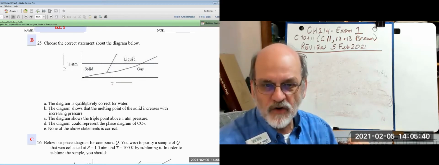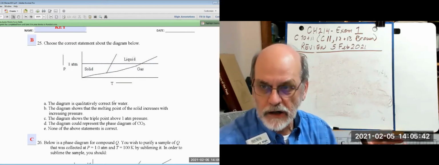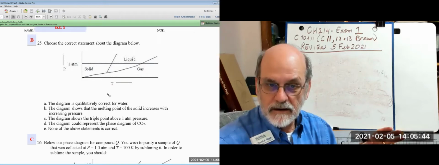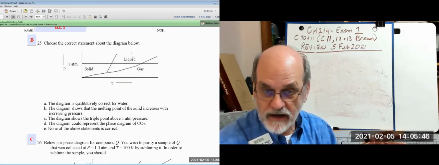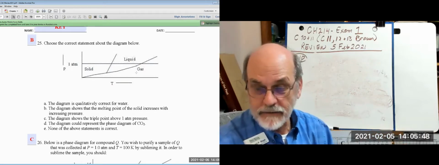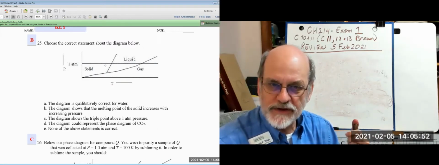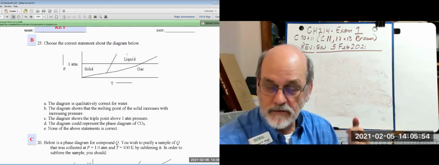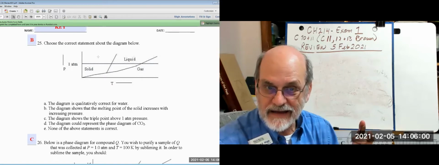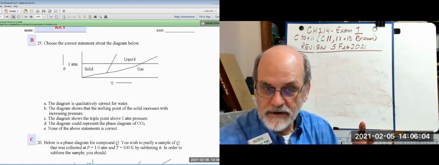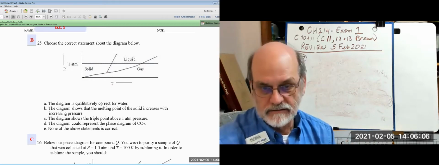The diagram is qualitatively correct for water. Okay, everything's in the right place, solid, liquid, gas. But what do we know about the boundary between solid and liquid for water? The slope of that line for water is not positive, but negative. It should go that direction. So A can't be right.